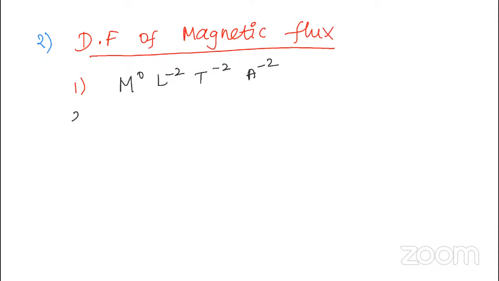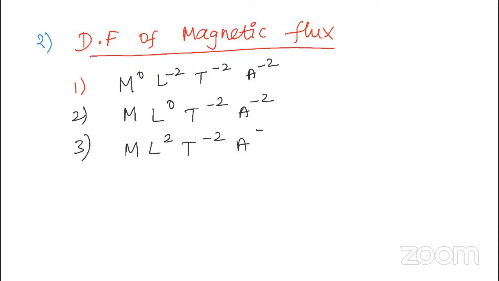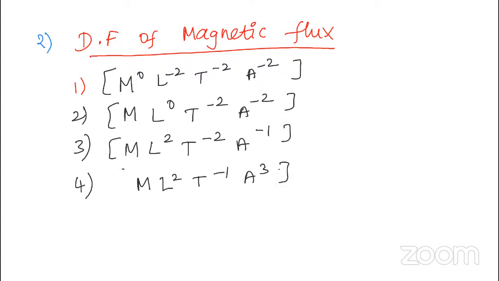Second one, M L0 T power minus 2, A power minus 2. And third one, M L square T power minus 2 and A power minus 1. And fourth one, M L square T power minus 1, A cube. Okay, try to answer. What is the dimensional formula for magnetic flux?